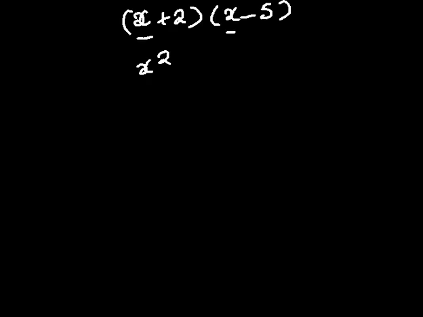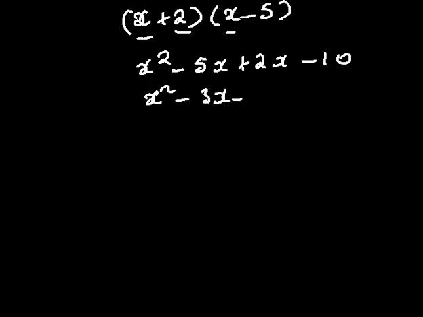So what is a quadratic expression? Let's say we have two binomial expressions, x plus 2 and x minus 5, and let's think of having the product of these two binomial expressions. We'll have x times x, that will be x squared. And x times negative 5, we have negative 5x. And 2 times x, we have 2x. And 2 times negative 5, we'll have negative 10. And we'll have x squared minus 3x minus 10.